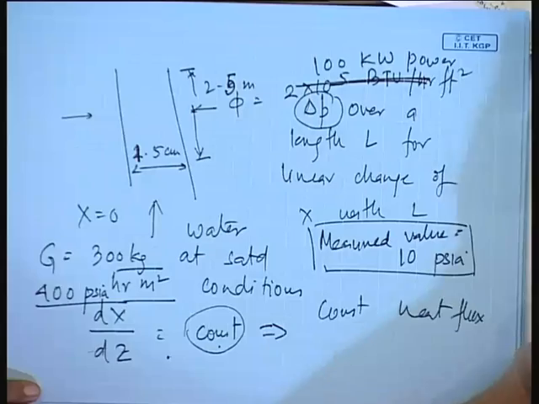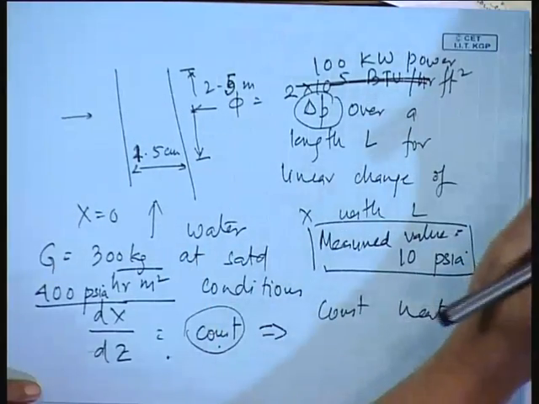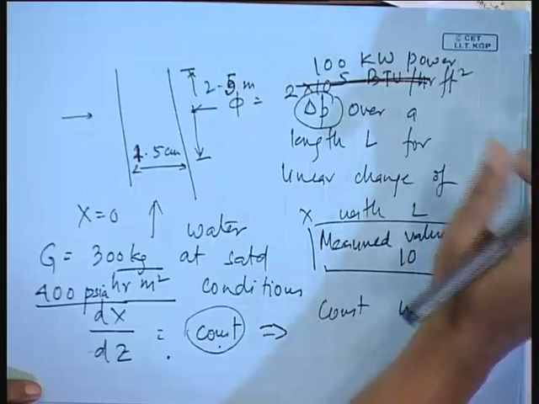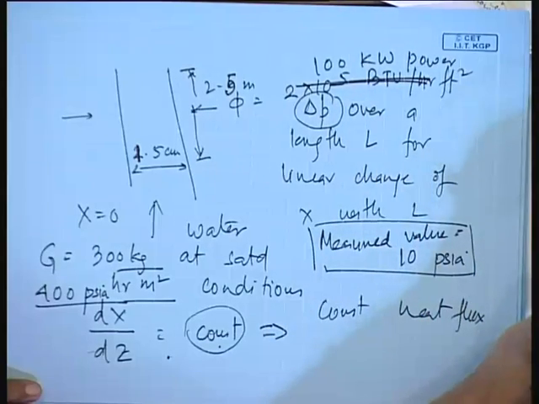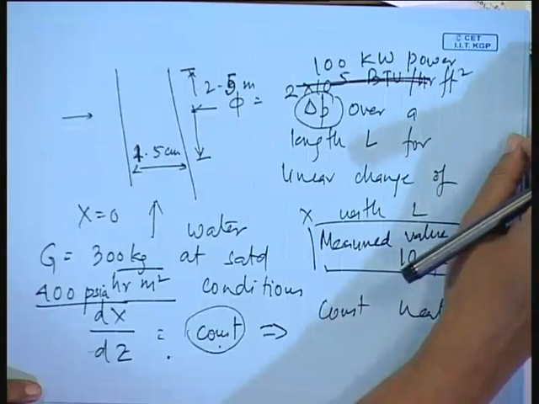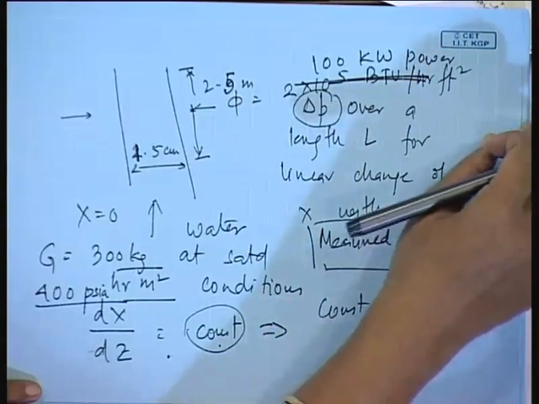Firstly, since it's water, you can refer to steam tables and you can find out all the properties under the inlet conditions. So you can find out the specific volume V1, you can find out V2, H12, V12 and so on and so forth. Okay. Now, what about the different expressions of pressure gradient that we have, the frictional pressure gradient, the acceleration pressure gradient, as well as the gravitational pressure gradient.